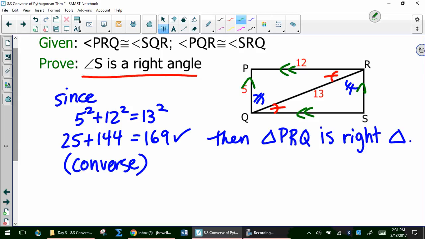We could say angle side angle, and then we could use this as the reflexive angle, and then we can prove that these angles are congruent through CPCTC. And then if we know that angle P is right, then we can look at this problem and prove that S is a right angle. Now, I'm not going to go through the whole proof of this. We can go through this the next time we see each other if you want, but it's just a different way to look at the problem using the Pythagorean theorem converse.